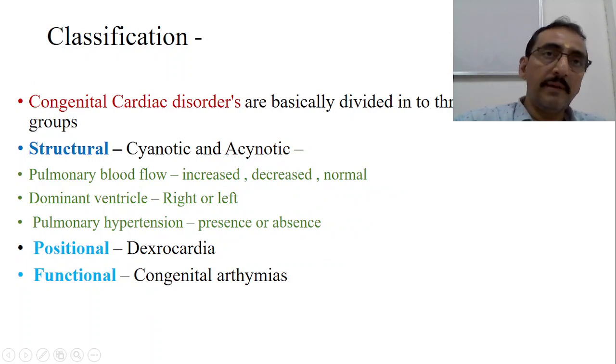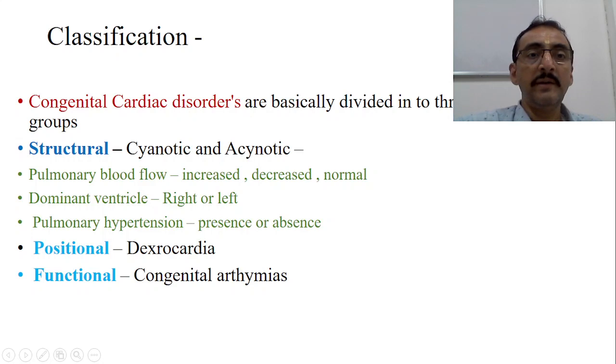Now we were discussing common cardiovascular problems, congenital cardiac problems in children, and we have already completed 3 classes for this. Now this is the 4th class. In this class we will discuss some of the different classifications of the congenital cardiac problems.